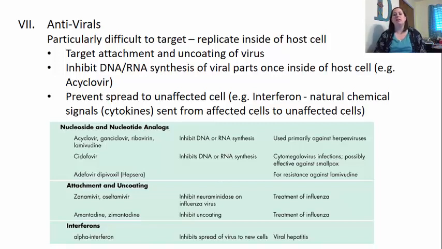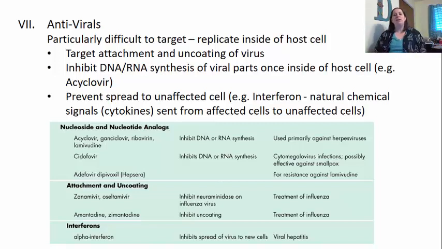We see that it also could prevent the spread to uninfected cells. An example here are interferons, which are natural chemical signals, also known as cytokines, that are sent from affected cells to unaffected cells. So this is what happens when a cell gets infected with the virus. It sends out interferon, and interferon tells the other cells, hey, I'm infected, protect yourself. And those cells start to protect themselves. So these interferons are a good way for us to potentially help protect the neighboring cells.